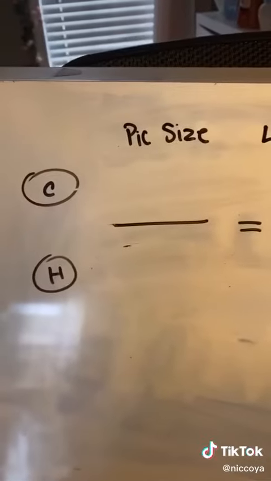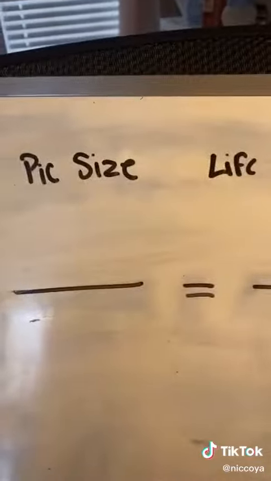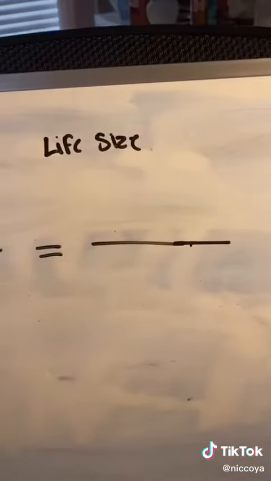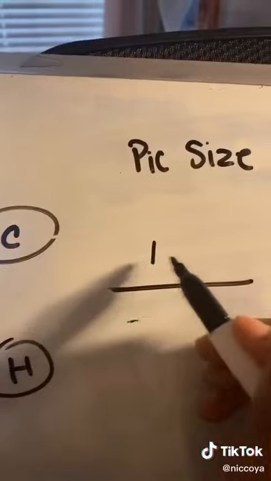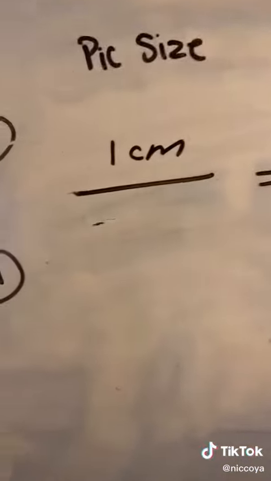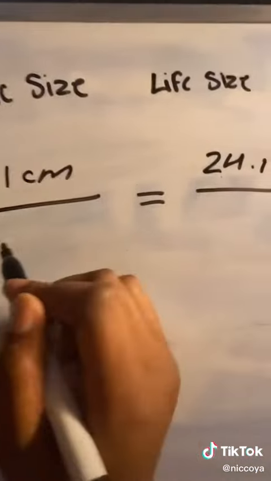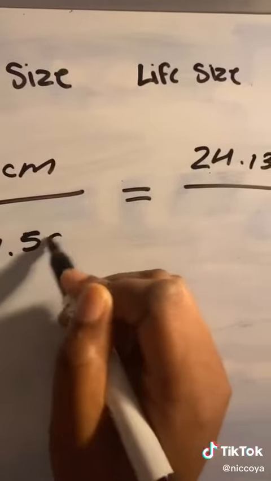First things first, you're going to want to proportion the size of it in the picture and the size of it in real life. A Corona bottle in real life is 24.13 centimeters. When I measured it in the picture, it came out to be 1 centimeter. Now, I measured his height in the picture and I got 7.5 centimeters.